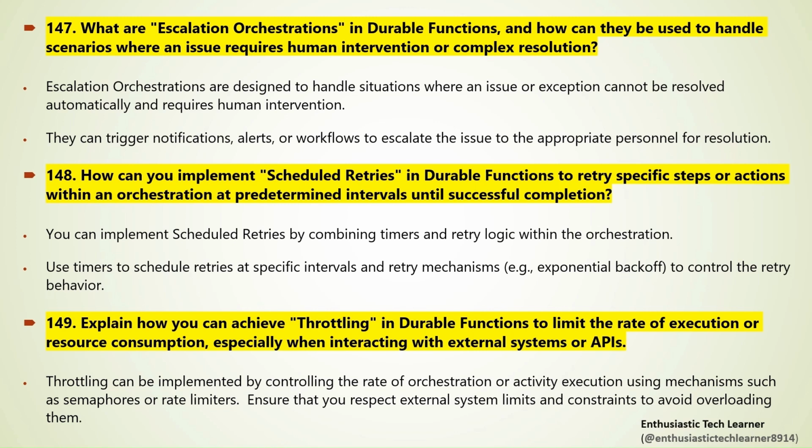Explain how you can achieve throttling in durable functions to limit the rate of execution or resource consumption, especially when interacting with external systems or APIs. Throttling can be implemented by controlling the rate of orchestration or activity execution using mechanisms such as semaphores or rate limiters. Ensure that you respect external system limits and constraints to avoid overloading them.